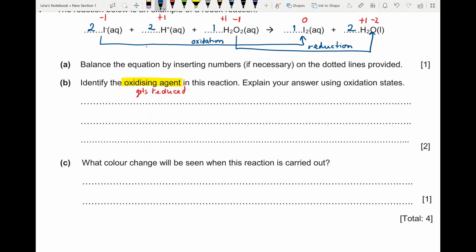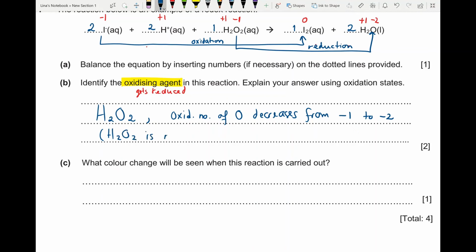So what gets reduced is hydrogen peroxide. Your explanation using oxidation state is that the oxidation number of oxygen decreases from -1 to -2. Or in other words, H2O2 is reduced.